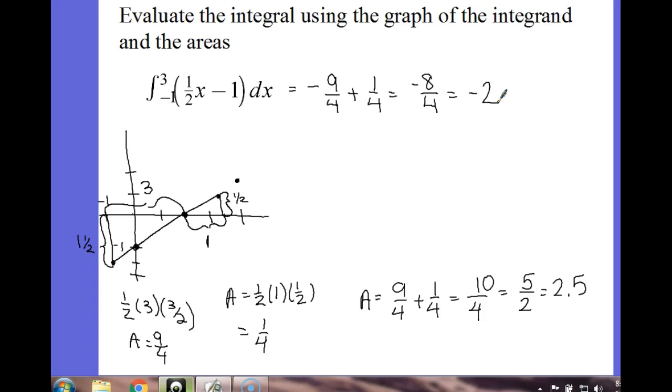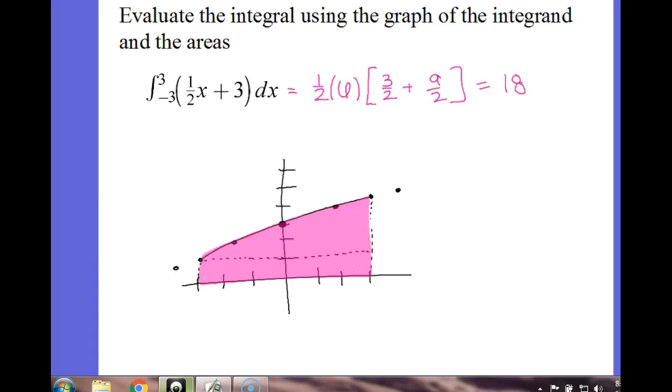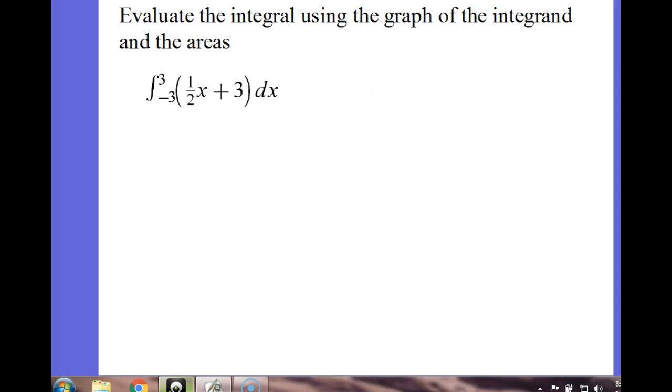So if you change the bounds of the integral to be from 2 to 3 instead of negative 1 to 3, then if the entire value was positive, your area and your integral would be the same. Okay? Similar example, we have a linear equation starting at a positive 3, going up 1 and over 2.